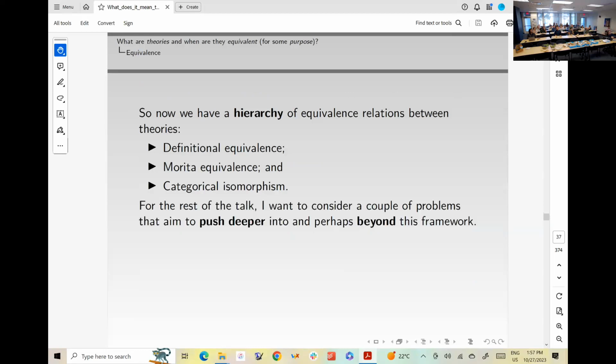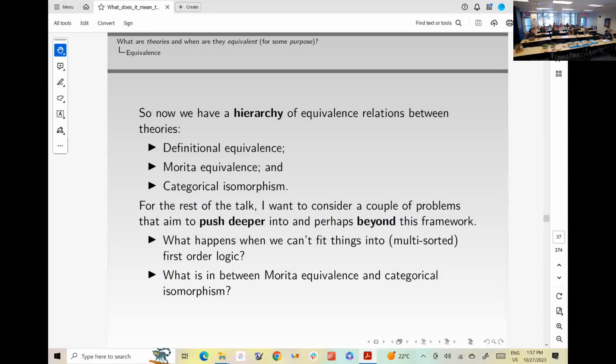Okay, so for the rest of the talk, I now want to consider a couple of problems that aim to push deeper and perhaps beyond this kind of framework. So the first question I have is, the examples we've given so far, I looked at category theory. What happens if we're looking at theories that don't fit into multi-sorted first-order logic? What am I going to do in those sorts of situations? And the second thing is I've got this nice little hierarchy here. I want to know a little bit more about what is in the space between Morita equivalence and categorical isomorphism. So those are my two guiding questions for the rest of the talk.